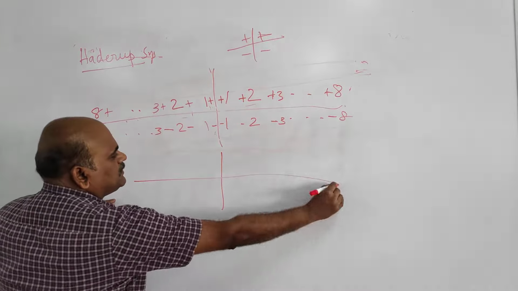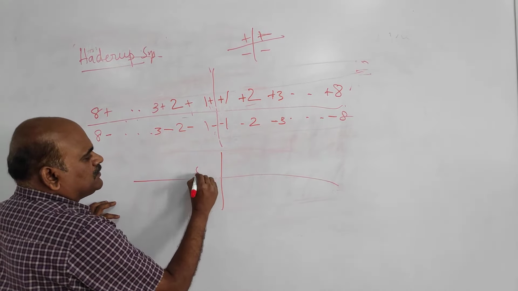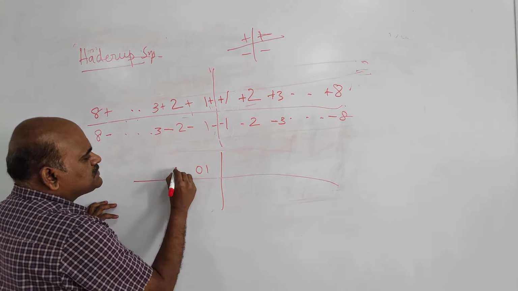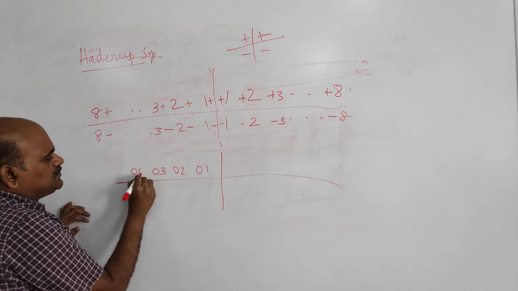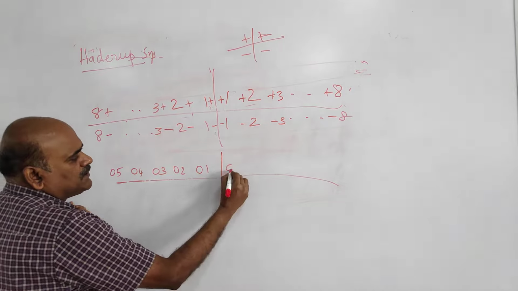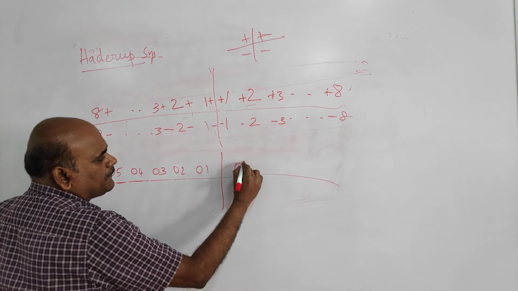Similarly, for temporary teeth, instead we are giving numbers as 01, 02, 03, no English alphabets, 04, 05, like that. Here, everywhere.